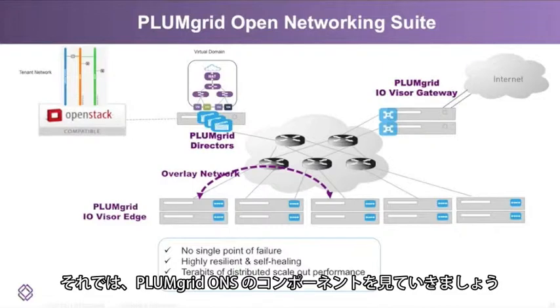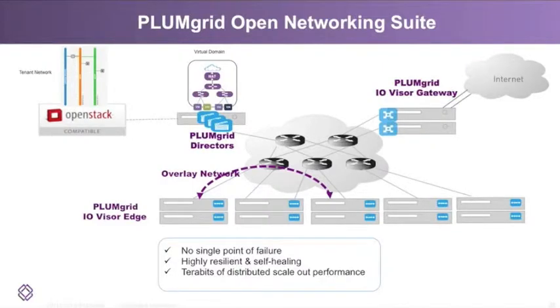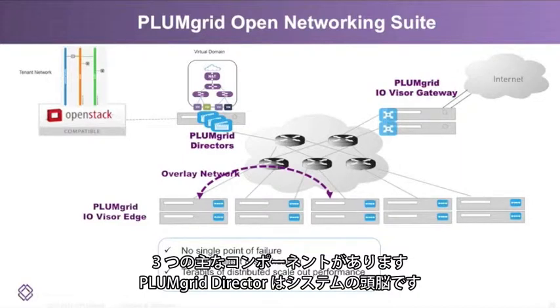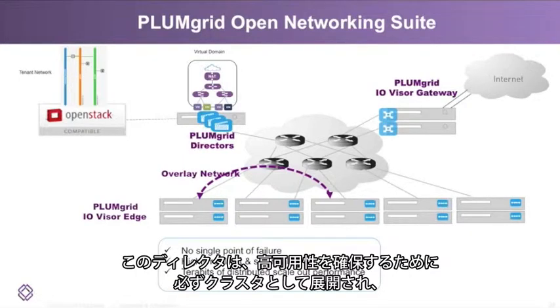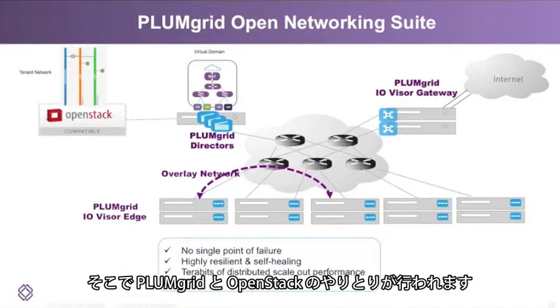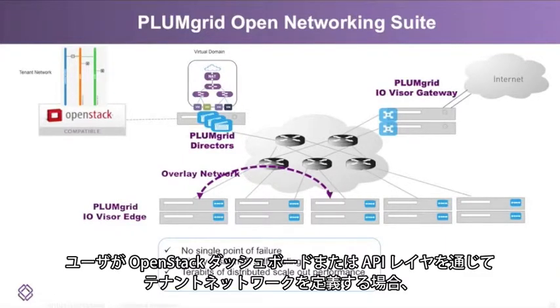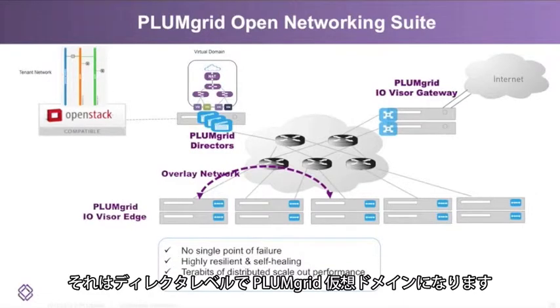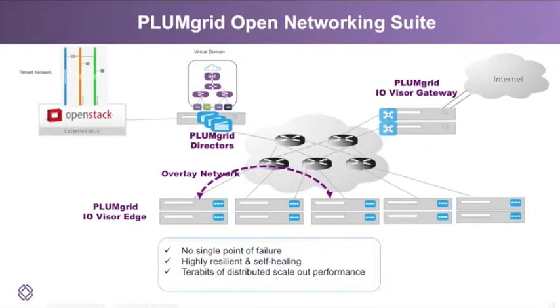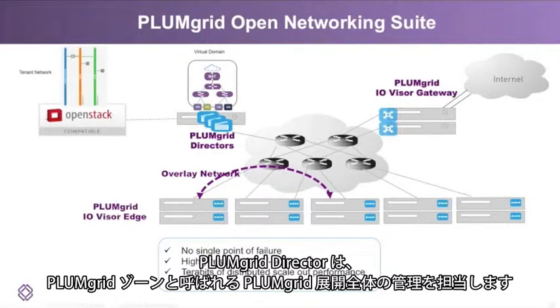Now let's look at the components of PLUMgrid ONS. There are three major components. The PLUMgrid director, who is the brain of the system. The director is always deployed as a cluster for high availability reasons. And that's where the interaction between PLUMgrid and OpenStack happens. When the user defines a tenant network through the OpenStack dashboard or API layer, these will translate at the director level into a PLUMgrid virtual domain. The PLUMgrid directors are responsible for managing an entire PLUMgrid deployment, what we call the PLUMgrid zone.